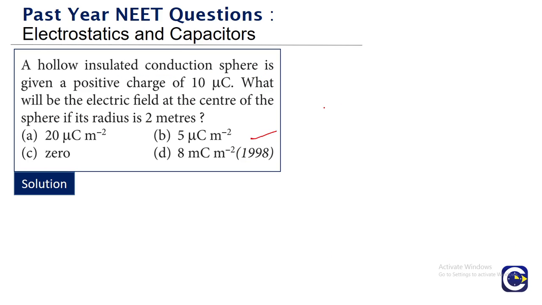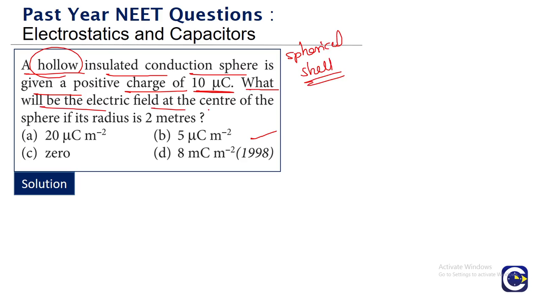Next we have a question that came in the year 1998. A hollow insulated conducting sphere is given a positive charge of 10 microcoulomb. Hollow means it is like a spherical shell. What will be the electric field at the center of the sphere if its radius is 2 meters?